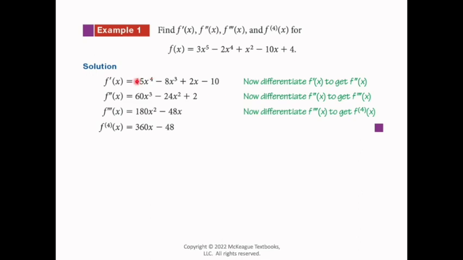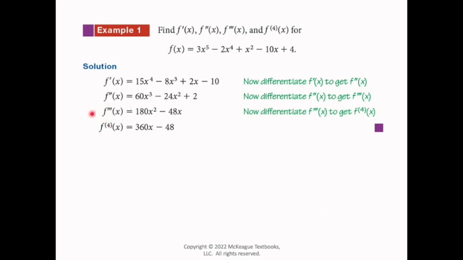When I bring the 4 down in front, that's going to give me 60x to the third. When I bring the 3 down in front with the 8, that's going to give me minus 24x squared. When I take the derivative of 2x, that's going to give me 2. And then the minus 10 here disappears because we're taking the derivative of a constant.